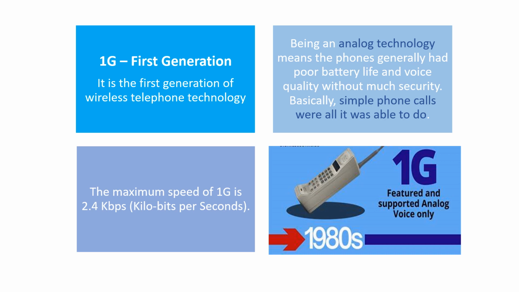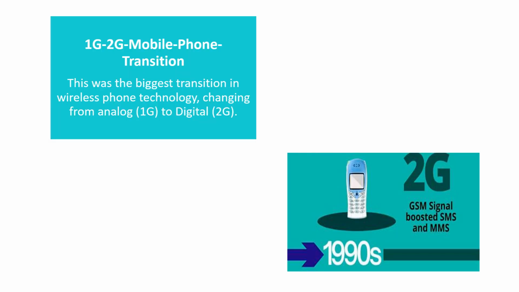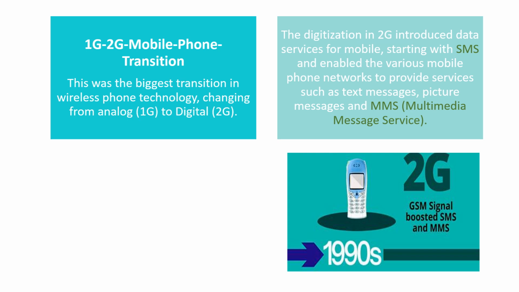And next we can see the 2G. This 1G to 2G transition was the biggest transition in wireless phone technology, changing from analog to digital. The digitization in 2G introduced data services for mobile, starting with SMS, that is short message service, and enabled the various mobile phone networks to provide services such as text messages, picture messages, and multimedia message services.